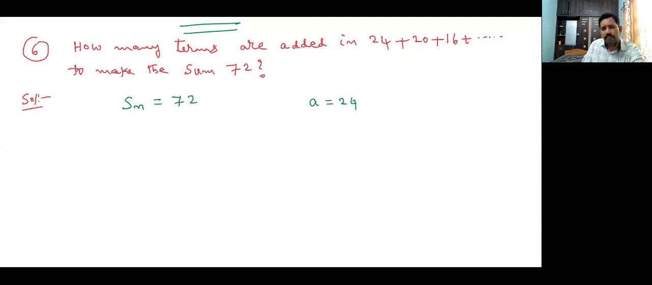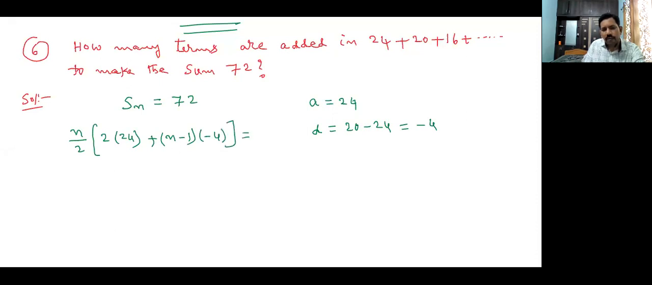24 is the first term. What is the common difference? 20 minus 24, that is minus 4. Right. The sum of n terms formula we already know: n by 2 into 2a, where a value is 24, plus n minus 1 into d. The d value is minus 4. That's equal to 72. Here we need to find the n value.